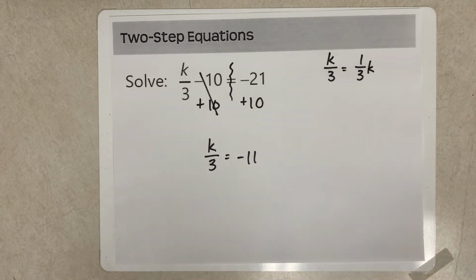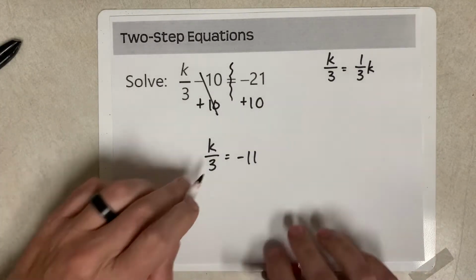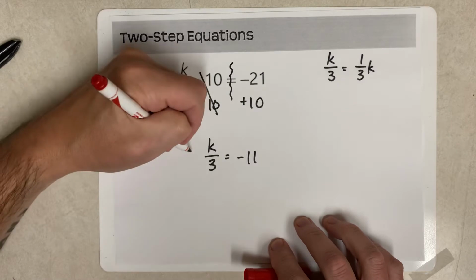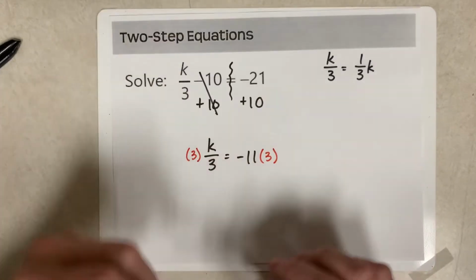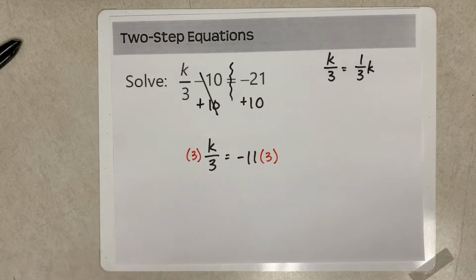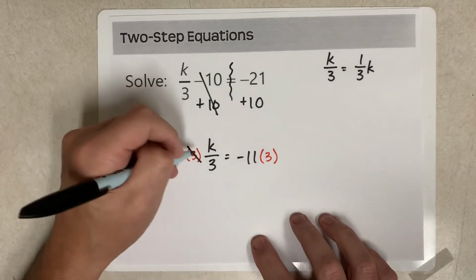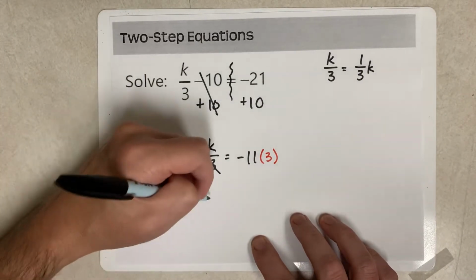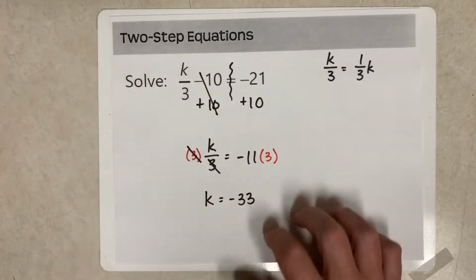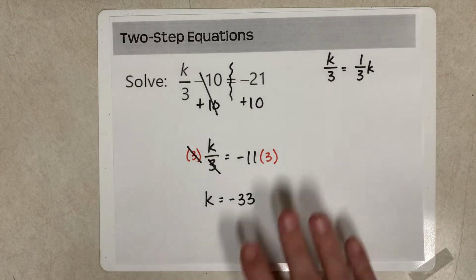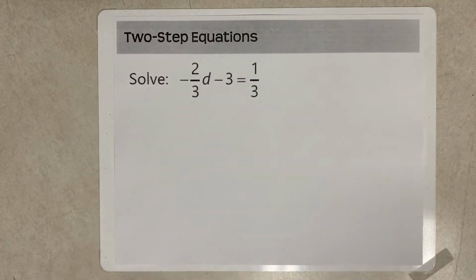So now, how do I get rid of that 3 on both sides? Well, that's being divided by 3. So the opposite of division is multiplication. So I'm going to multiply both sides by 3 to get rid of it. And when I get rid of it, those are multiplicative inverses. They cancel. So k is equal to negative 33. And that's my final solution. My final answer.